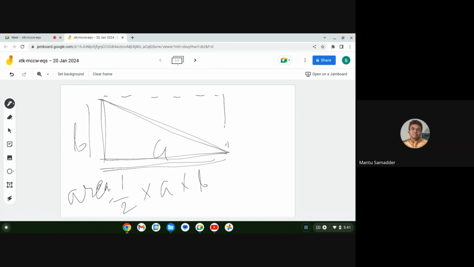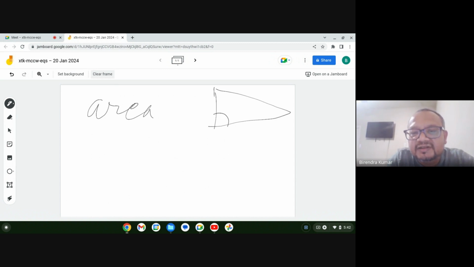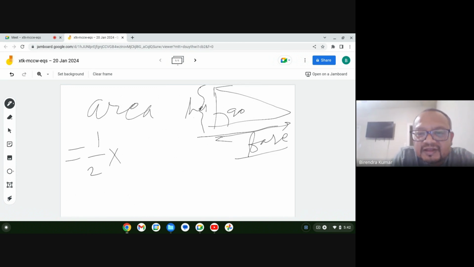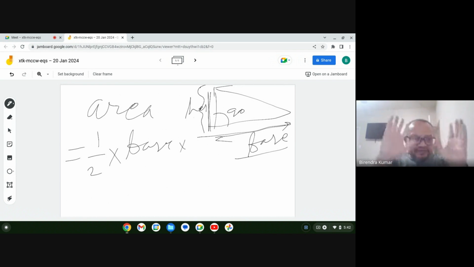Area of a right angle triangle. This is a right angle triangle. This is 90-degree. Let's call this the base and let's call this the height. This looks like it is tall. This is the height of the triangle. Let's call this the base, this is the height. So the area of this is half of base into height. You have to visualize this a little bit.